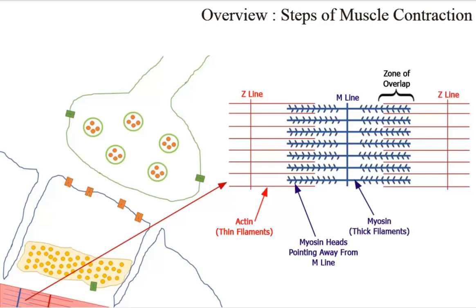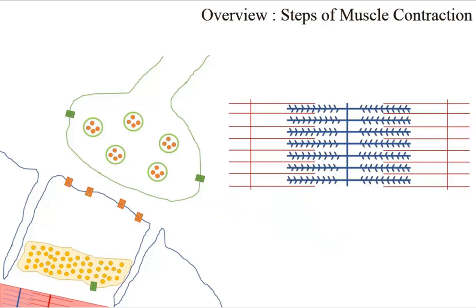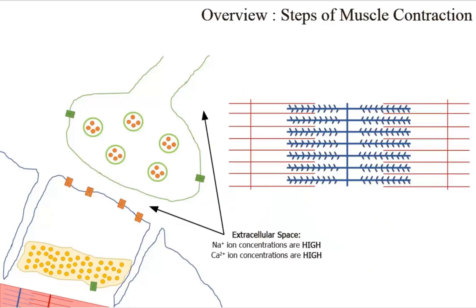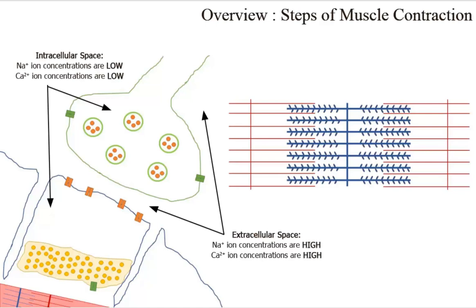The last thing to review before we get started is that in the space outside the neuron and the muscle cell, in other words, the extracellular space, the sodium ion concentration is high and the calcium ion concentration is high. And then inside the cells, so inside the neuron and inside the muscle cell, sodium ion concentrations are low and calcium ion concentrations are low, except for in the muscle cell where the calcium is inside the sarcoplasmic reticulum. But in the general cytoplasm area, the calcium concentrations are low.